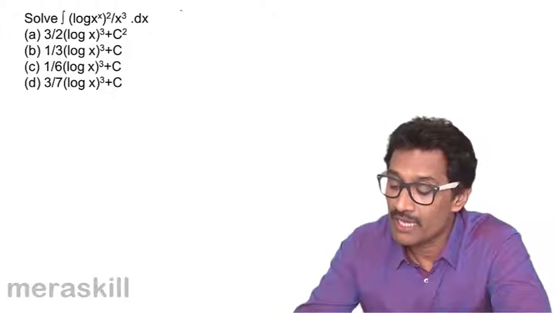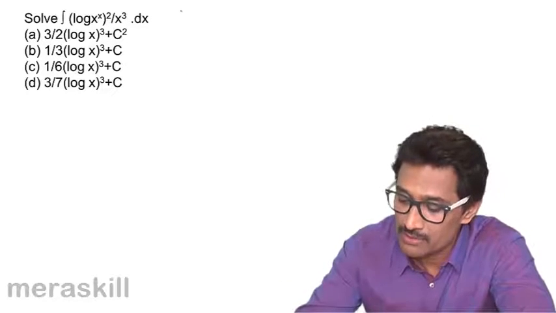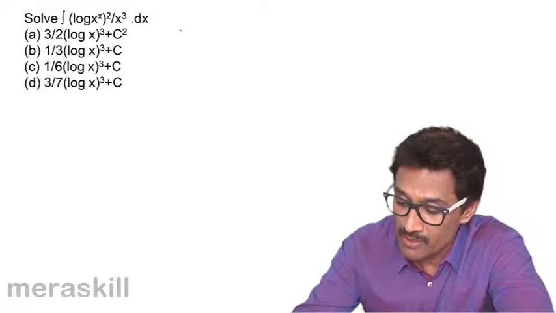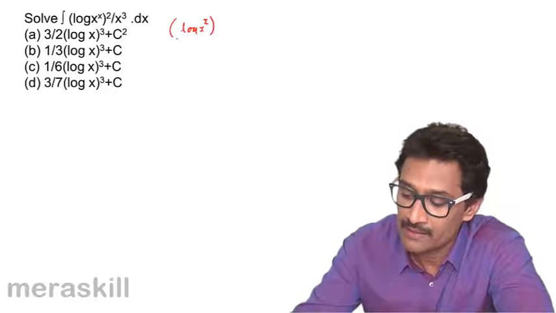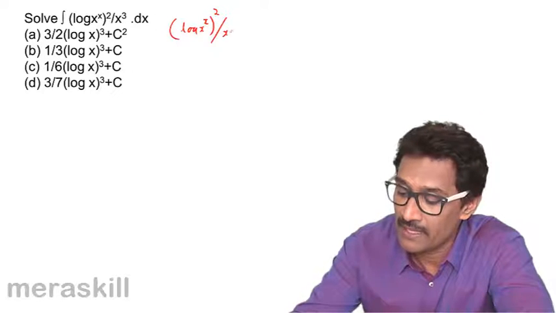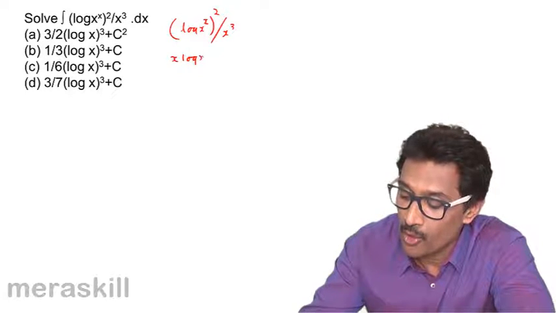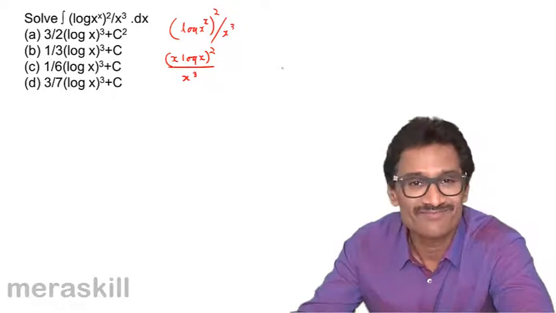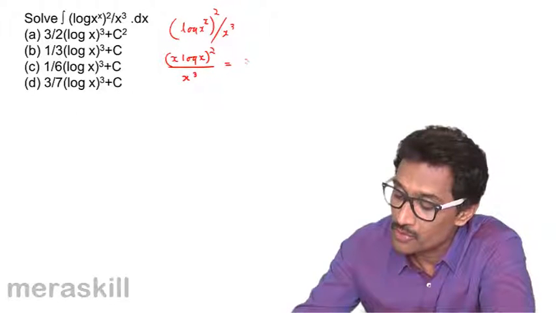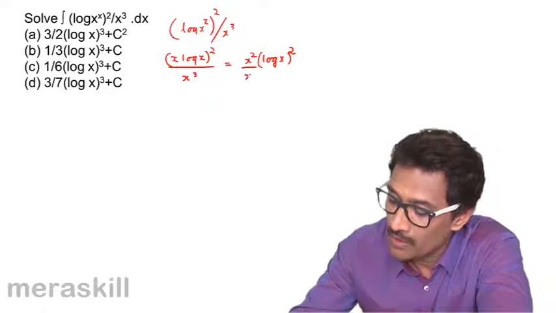Now here what do we have? We need to simplify this: log of (x raised to x) the whole square. So first let's simplify this expression, x raised to x the whole square divided by x cubed. Now x raised to x is nothing but x log x, the whole square by x cubed. Eventually this is going to be x square into log x the whole square upon x cubed.